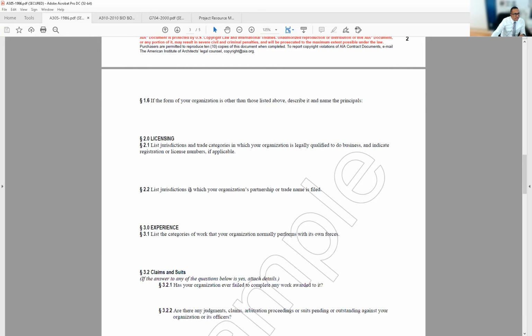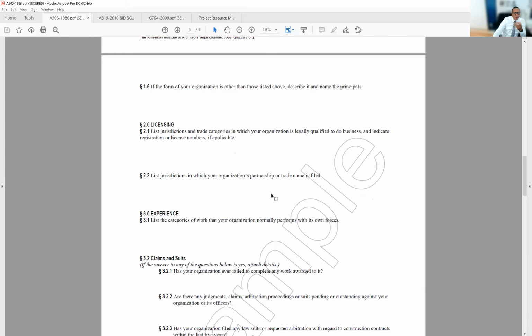So then licensing: list jurisdictions and trade categories in which your organization is legally qualified to do business and indicate registration or license numbers if applicable. That's another thing that contractors need to put in there so that you can look them up and see whether they are still licensed, whether their licenses are in good standing and are active. That's very, very important.